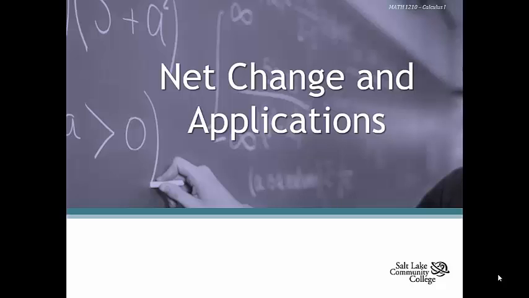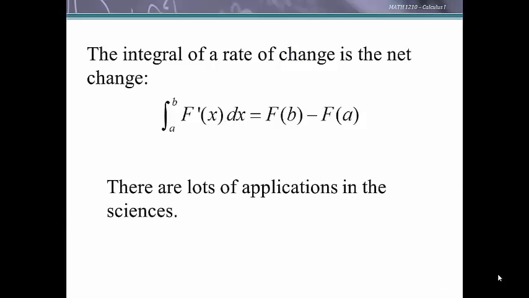Net change and applications. The integral of a rate of change is the net change. So as we look here, we are integrating from a to b, and we have a derivative here that we are integrating. And so what we end up getting is f of b minus f of a, which is the net change. There's lots of applications in the sciences of this, so let's see some applications and then we can see exactly what this means.